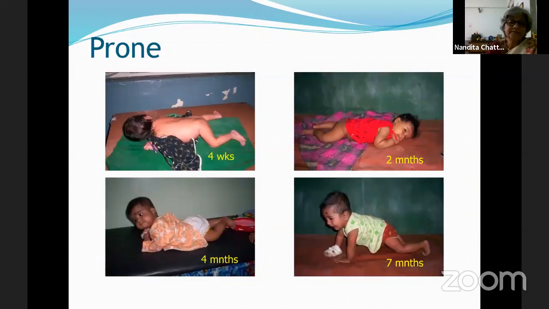Next slide, please. The same 4 babies we have placed in a prone position. What do we see? The 4-weeker lying limp. The 2-month-old is also lying flat, but he can momentarily raise his head a little bit and then it falls. I could not capture that in this shot. But the 4-month-old baby can keep his head up. And the 7-month-old is raising his body on his 4 limbs. So there are differences. Next slide.